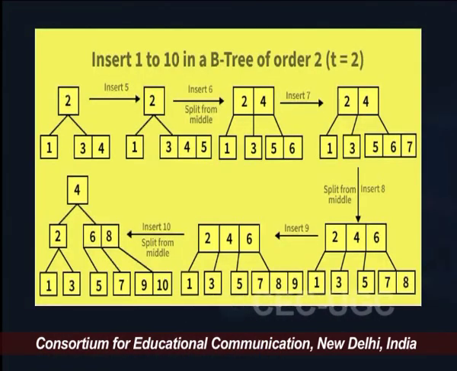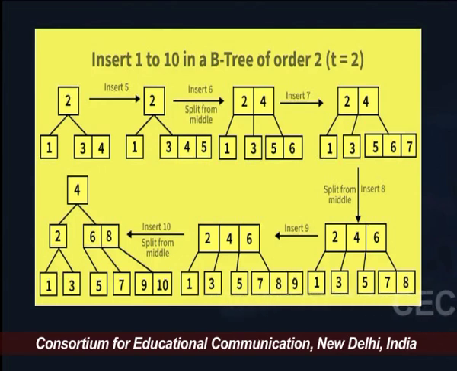Now, let us try to understand this with the help of an example. Here we have a B tree of order 2. As per the order 2, you can determine the maximum number of children one node can have, the maximum number of keys, and even the minimum number of keys a node should have. For example, let us say we have 2 as the root node, 1 on the left, and 3 and 4 on the right side of 2, and we want to insert 5.